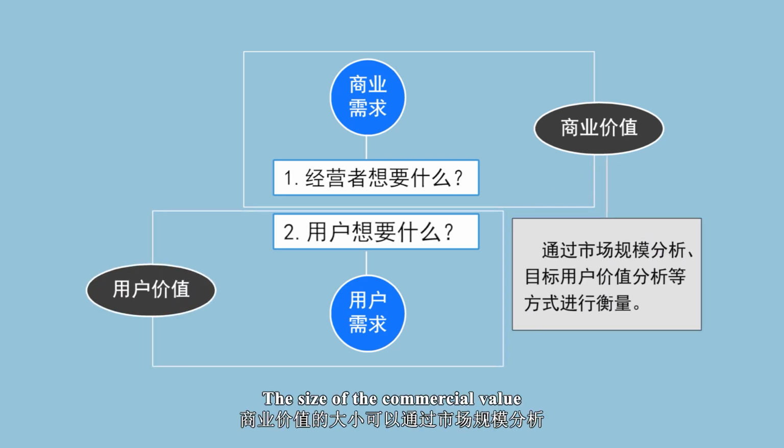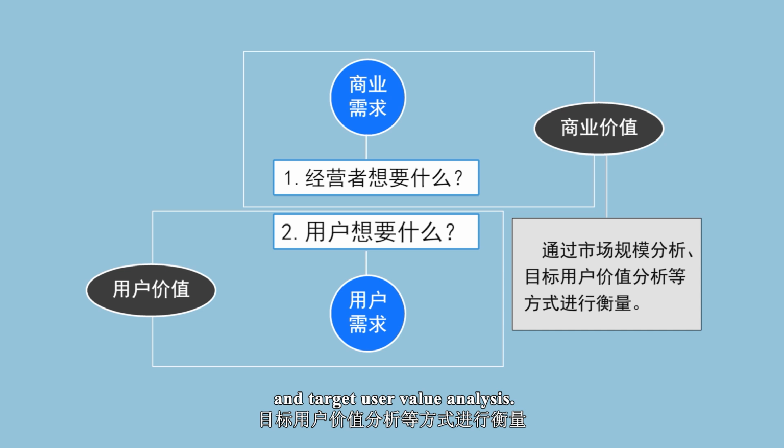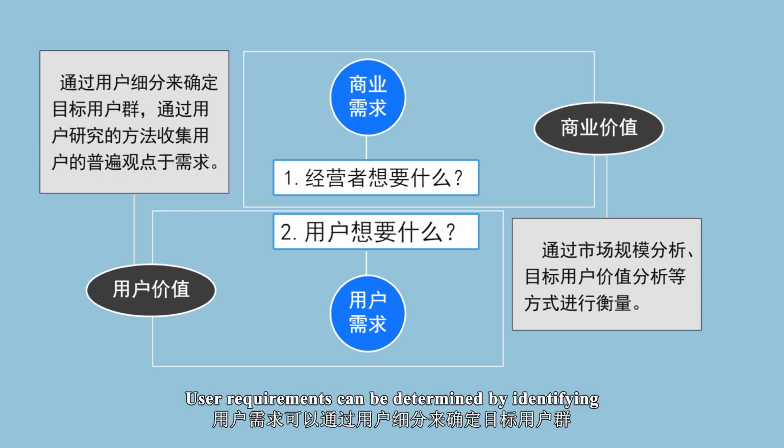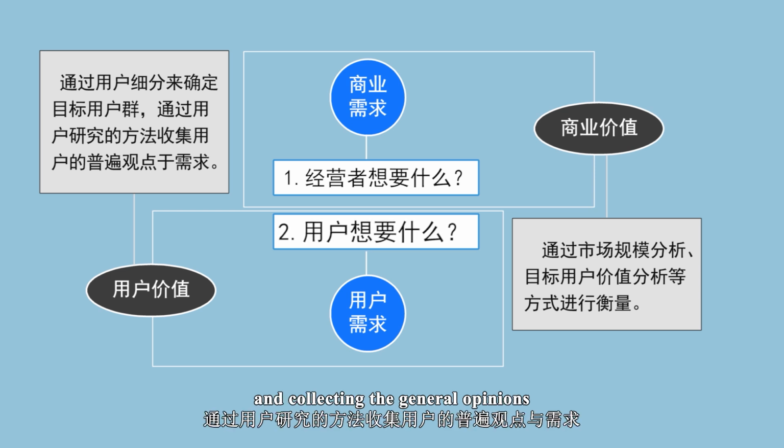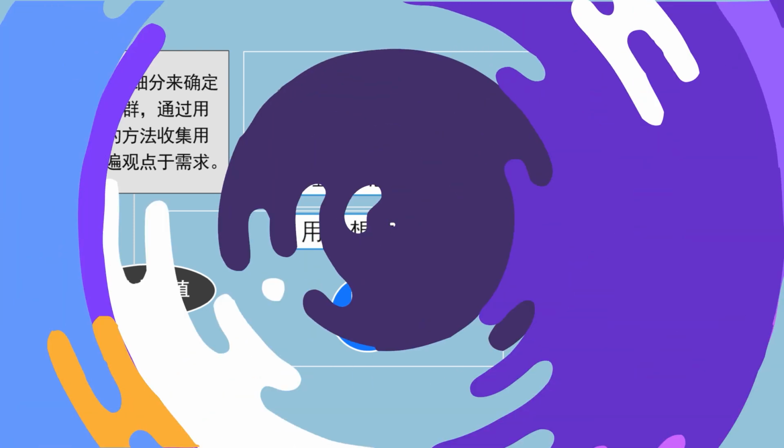The size of the commercial value can be measured through methods such as market scale analysis and target user value analysis. User requirements can be determined by identifying the target user group through user segmentation and collecting the general opinions and requirements of users through user research methods.